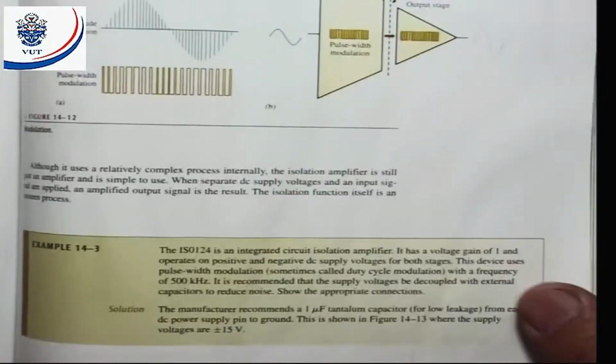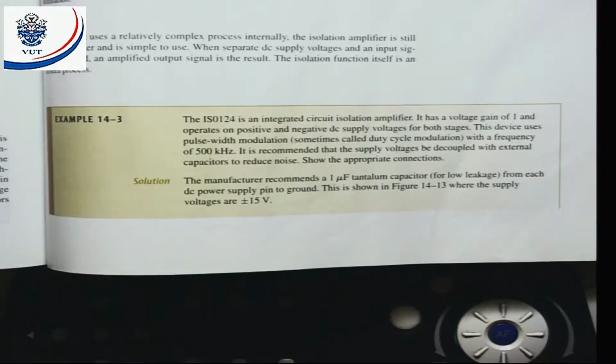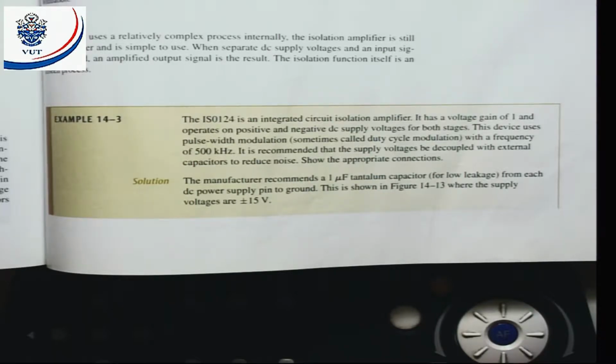All right, here they're going to give us an example of decoupling. What's the meaning of decoupling? Let's have a look at the example. They say ISO-124 is an integrated circuit isolation amplifier. It has voltage gain of 1 and operates on positive and negative DC supply voltages for both stages. This device uses pulse width modulation, sometimes called duty cycle modulation, with a frequency of 500 kilohertz. It is recommended that the supply voltage be decoupled with external capacitors to reduce noise. Figure shows the appropriate connections.